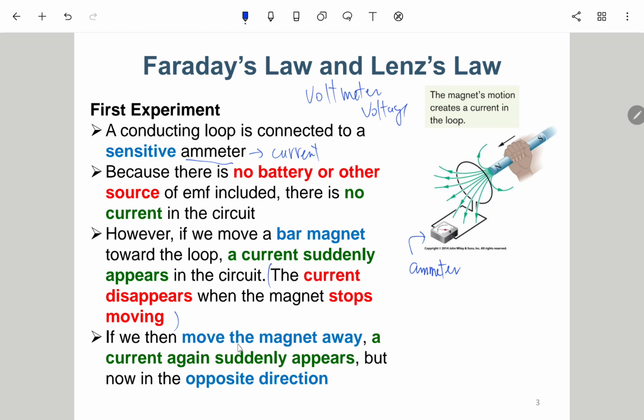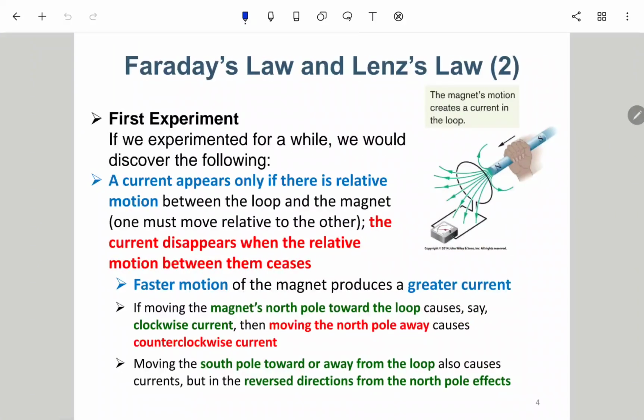If we then move this magnet away, a current again suddenly appears, but now in the opposite direction. So we move it away in the reverse direction, and the current suddenly appears again, but in the opposite direction. So it's an observation; try to remember some of these details here. So yeah, this is the first experiment.